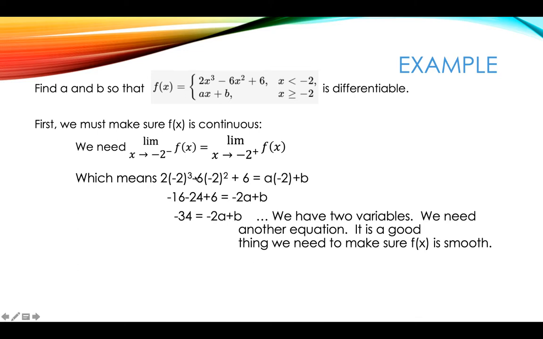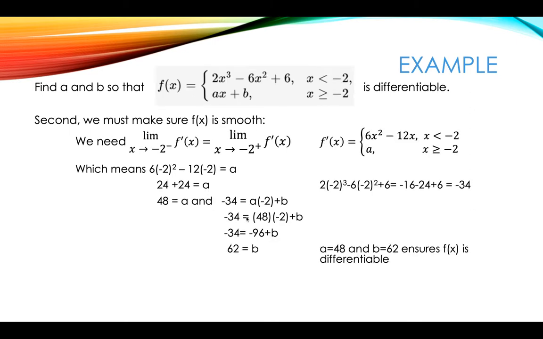All right, so we simplify here and get -16 minus 24 plus 6, which is -34. And then we have -2a plus b. We have two variables. It's a good thing we need to work with another equation. So let's go make sure that f of x is smooth.